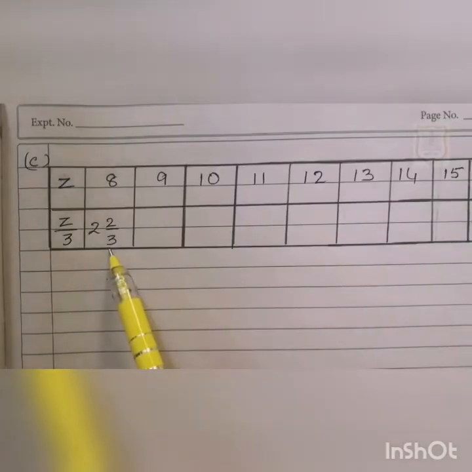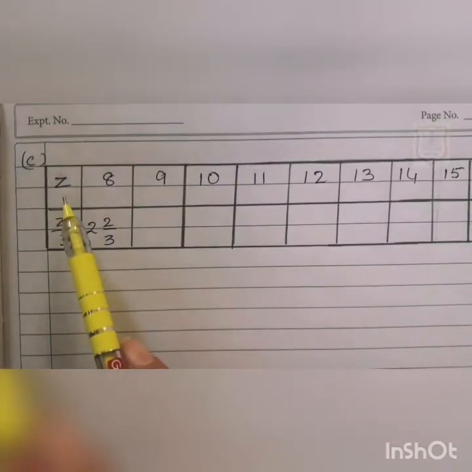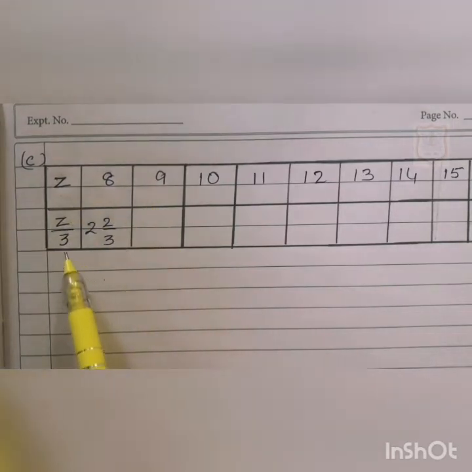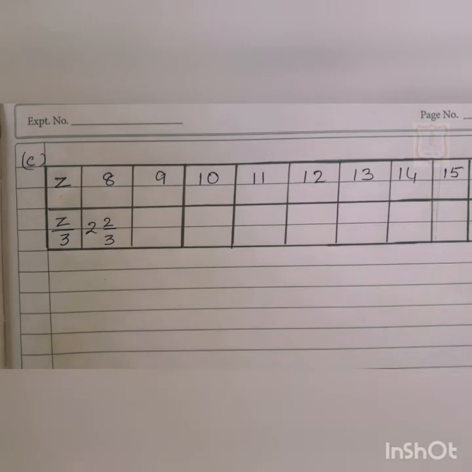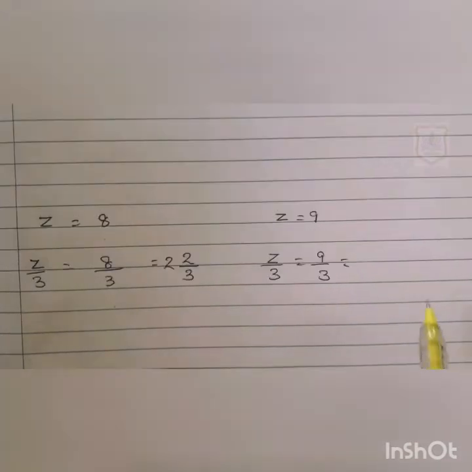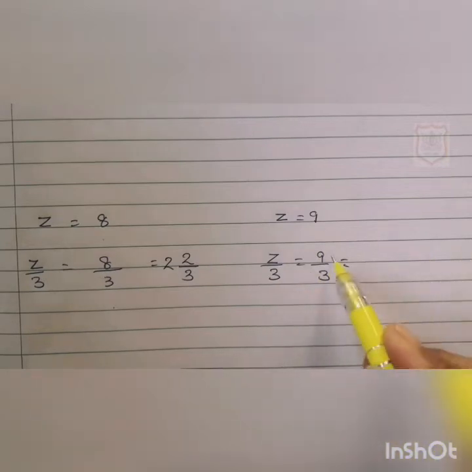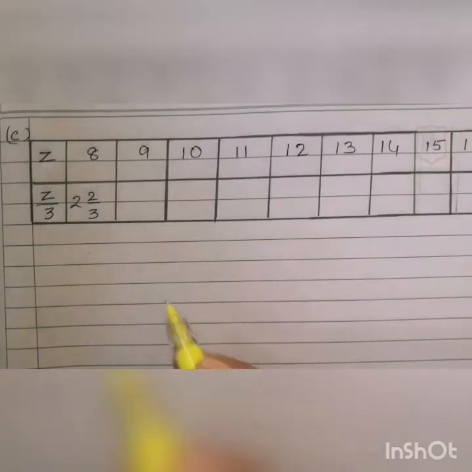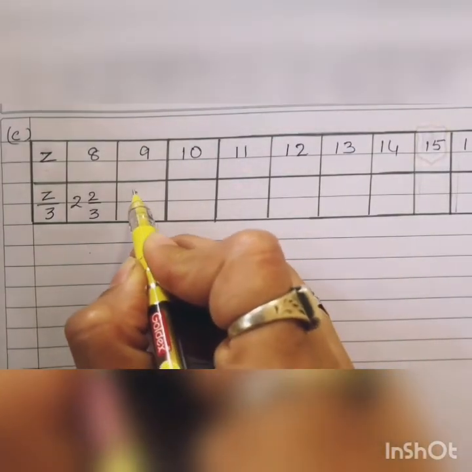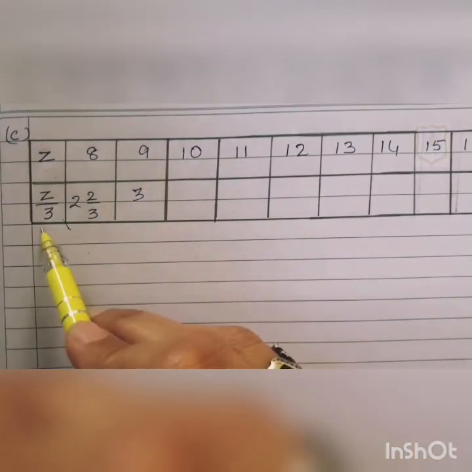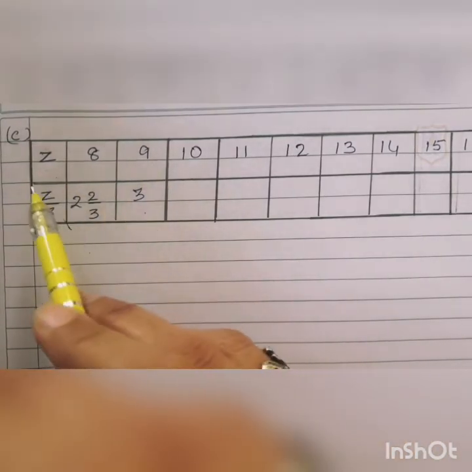Now when z is equal to 9, what is z upon 3? So we'll put the value z is equal to 9. So z upon 3 will be 9 divided by 3. By dividing 9 by 3 we get the answer 3. So we'll write 3 here in this box. Now when z is 9, z upon 3 is equal to 3.